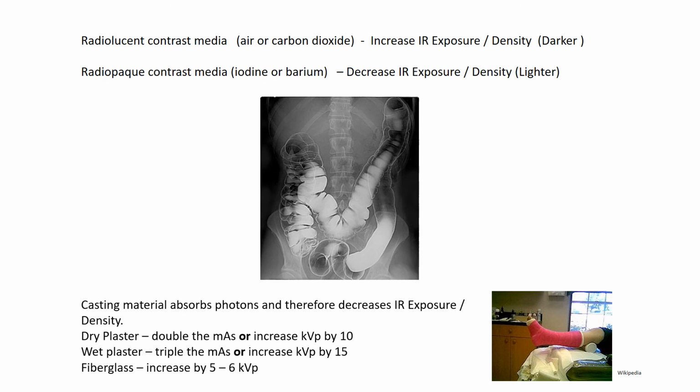One thing I want to note there is both those dry and wet plaster techniques, notice the word or is bolded in both. You do one or the other. You double the mass or increase kVp by 10. You wouldn't do both. Okay, same thing for wet plaster. You wouldn't triple and add 15. You'd either triple or add 15 kVp.